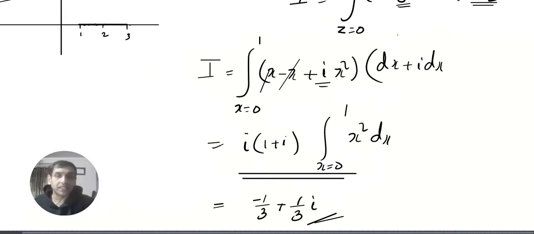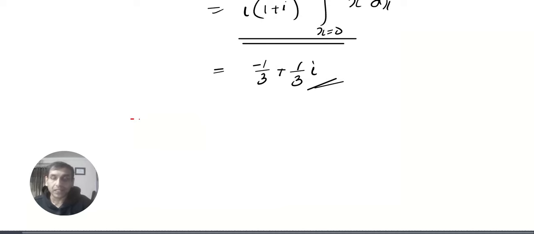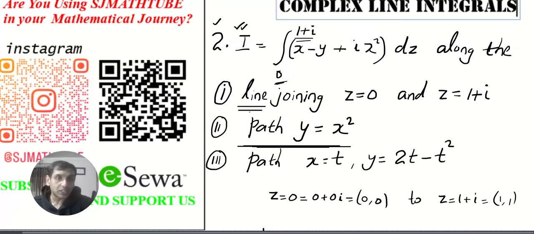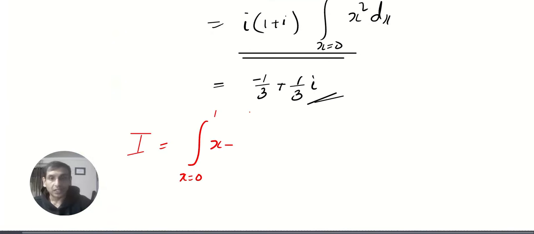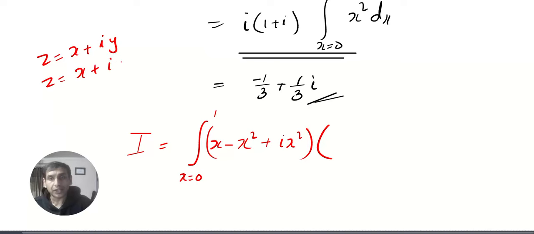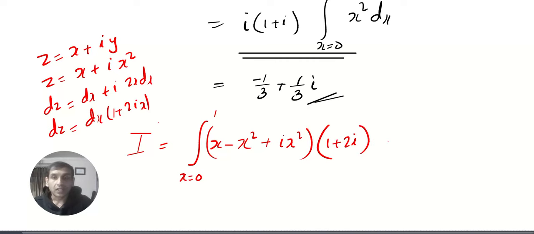Now let's go for the method. That's exactly what you need in the exam. So I is equal to the integral. I'm going to convert it into x equal to 0 to 1, and x minus, what will I write instead of x square? I think you copied the question. Can you see? y equal to x square. So x minus x square plus i x square multiplied by, look at this, z equal to x plus iy. That means z equal to x plus i into x square. So dz equal to dx plus i into 2x dx. So dz equal to, I'll multiply this by 1 plus 2ix into dx.